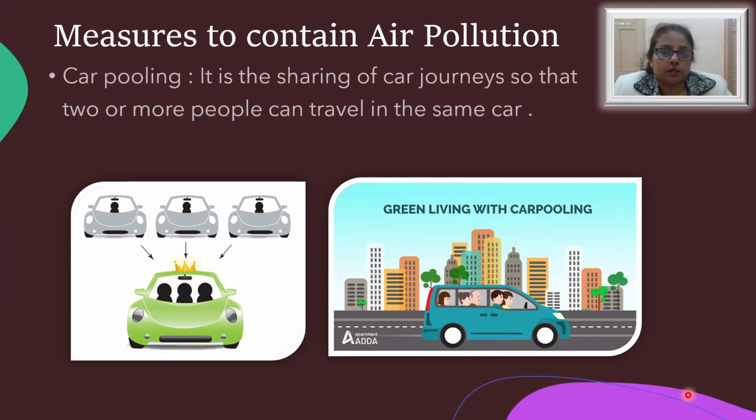Now, what measures can we take to control or mitigate air pollution? Now, when we know that vehicles cause a huge amount of pollution, we have to ensure that there are a lesser number of cars or vehicles on the roads. The best method, especially in urban areas, to curb air pollution or vehicular pollution is carpooling.